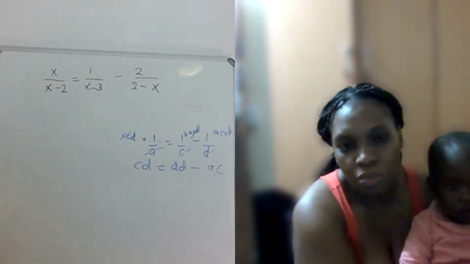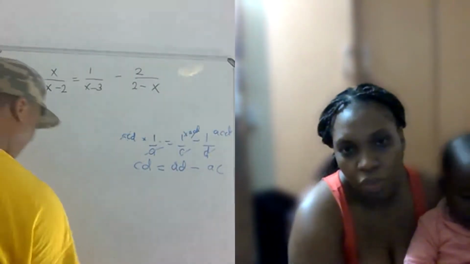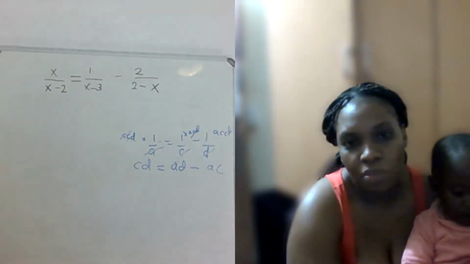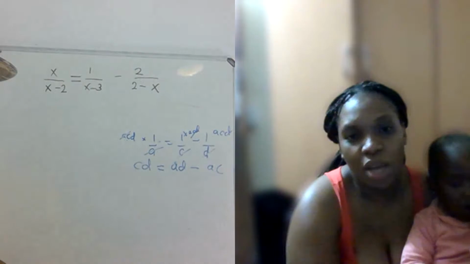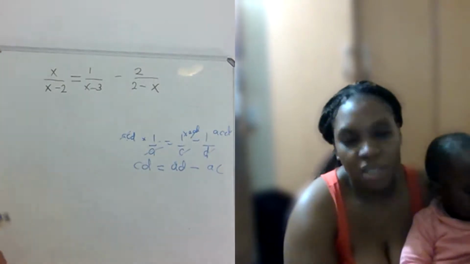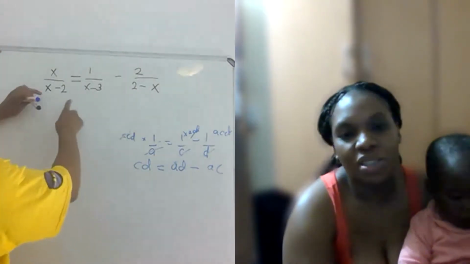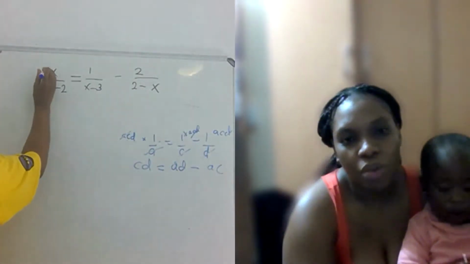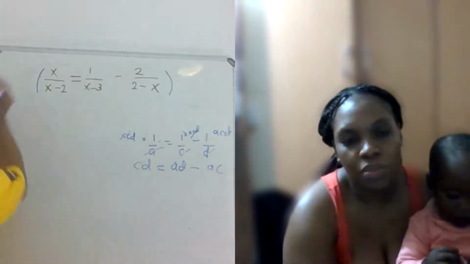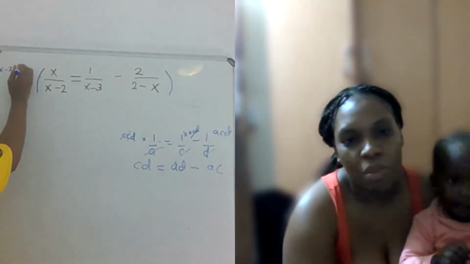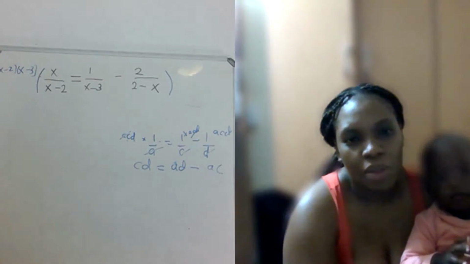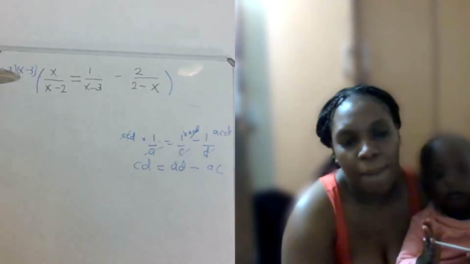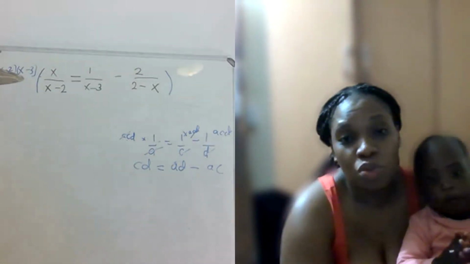So now I'm going to play the same game here. Out of these three, what is the common denominator? X minus 2 times x minus 3. Since this is repeating, I don't have to repeat again. So our common denominator here is going to be x minus 2 and then x minus 3. Why? Because I want to make it linear. If we start with the first group, this and that cancel. And then what happens to 2 minus x?